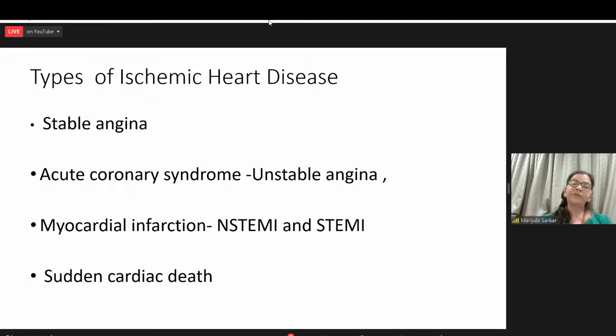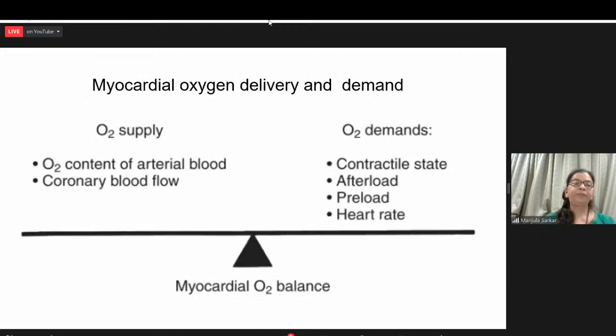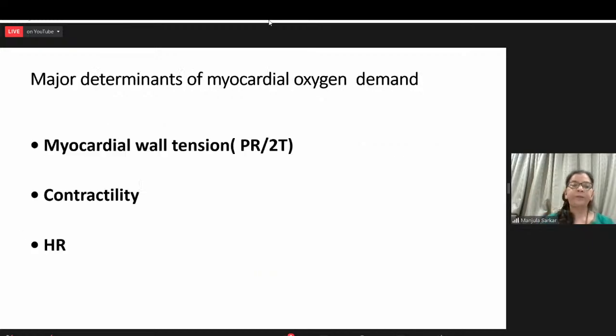So what are the types of ischemic heart disease? They are stable angina, acute coronary syndrome, myocardial infarction, ST segment changes or non-ST segment elevation, or sudden cardiac death. Now, how do oxygen supply and demand get disturbed? Oxygen content of the arterial blood and coronary blood flow may get disturbed. Oxygen demand is affected by contractility of the heart, afterload, preload, or heart rate.